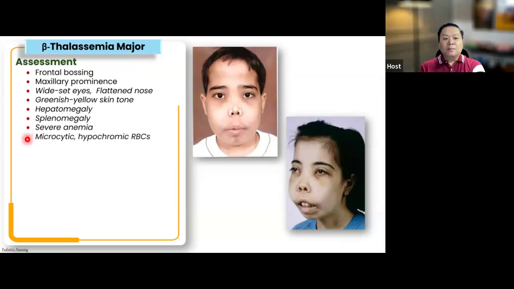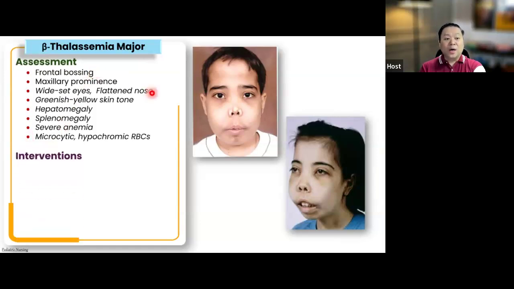Now, because of the microcytic and hypochromic red blood cells, this can really cause some changes in the overall picture of the patient. They are going to be generally pale. The nail beds are really pale. Often you will see spoon-shaped nail beds as well because of the chronic anemia.